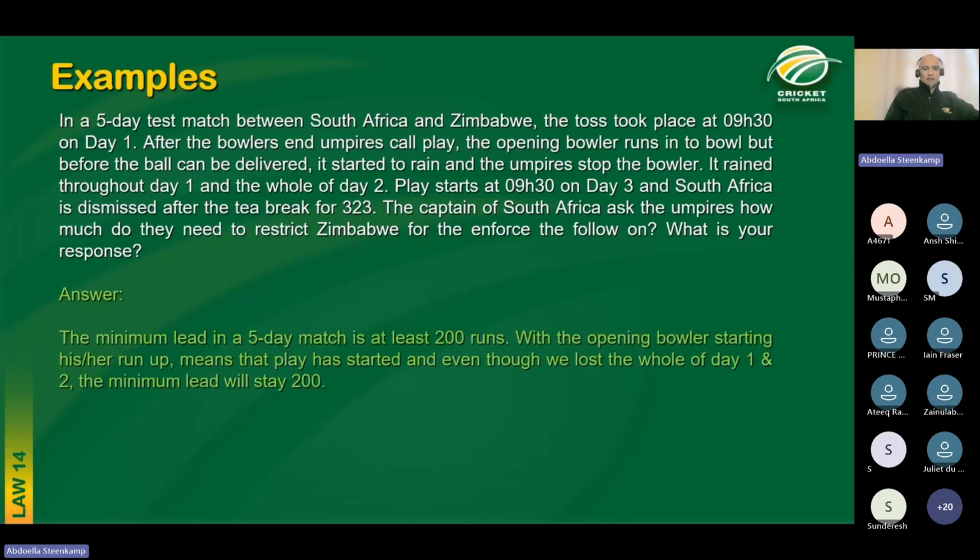So the minimum lead in our 5-day test match is 200 runs. But with play being called and the opening bowler starting his or her run up, that means day 1 has started. So we had play on day 1, even though a ball wasn't bowled, but play was called and that opening bowler took 2 or 3 steps. So day 1 will count. Yes, we didn't have any play on day 2, but because day 1 counted, the minimum lead in this test match will stay 200 runs.